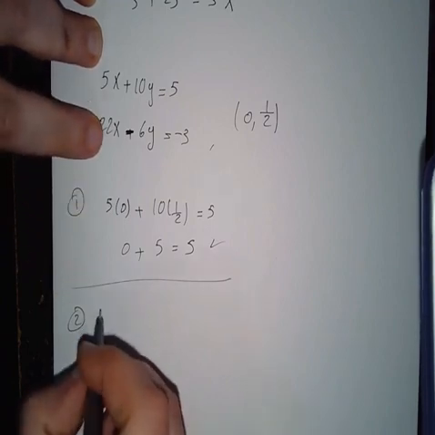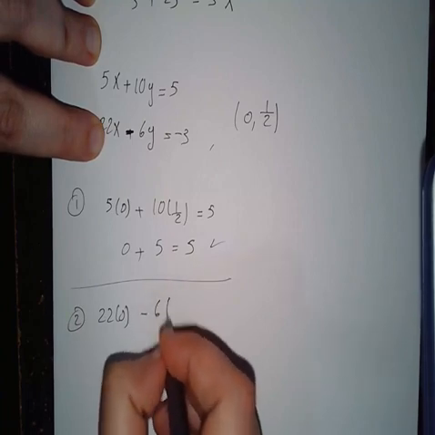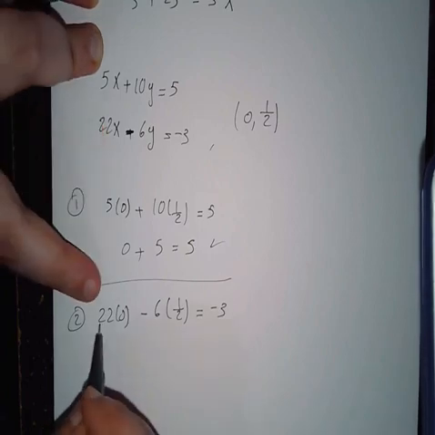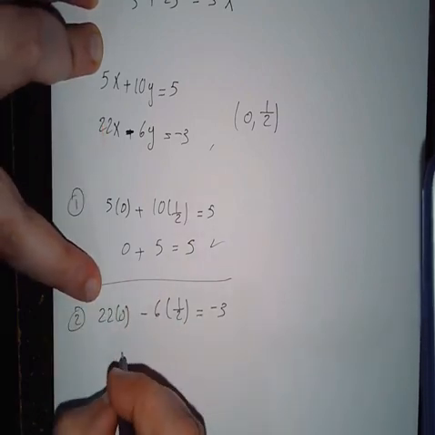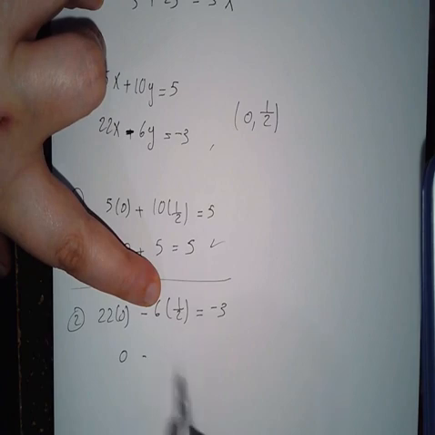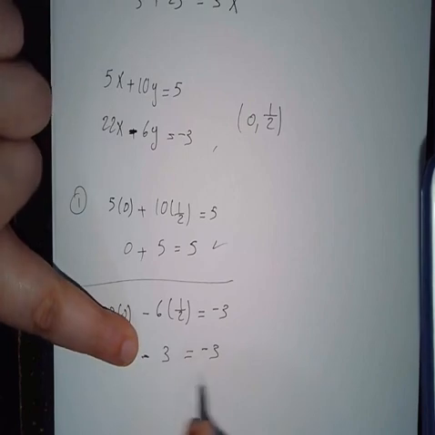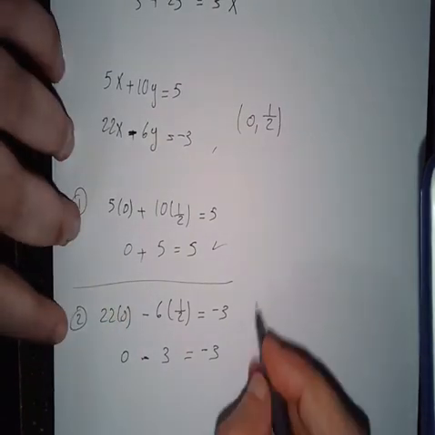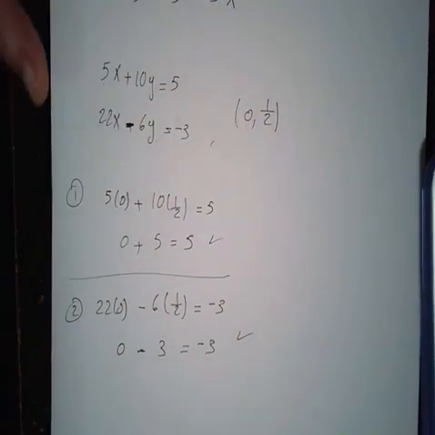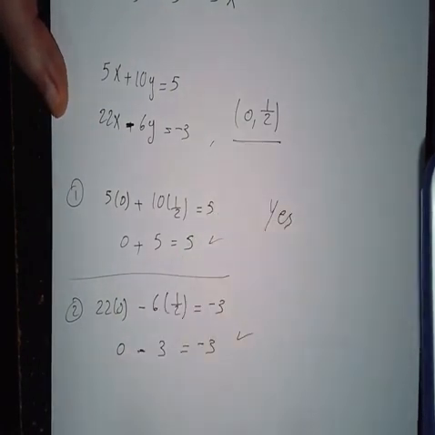So the second one. Okay, so 22 times the 0 minus 6 times the 1/2 equals -3. Okay, so 22 times 0 goes away, so it's just 0. Now, minus 6 times 1/2 is basically -6 divided by 2, which gives -3. And it equals -3. So over here we have -3 and -3, so it's obviously also correct. Which means the point (0, 1/2) is a solution for this system, right? It works out. Yes, the point is a solution.